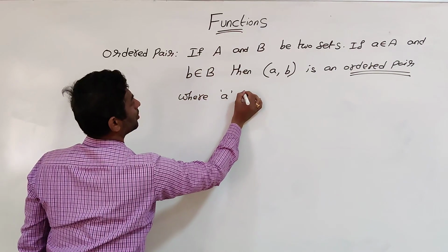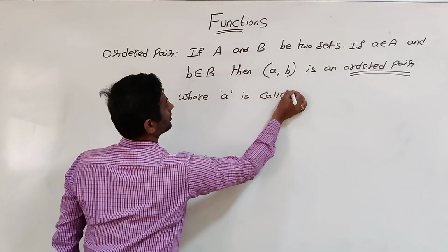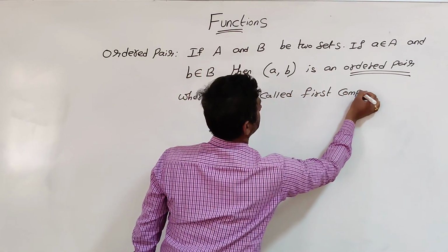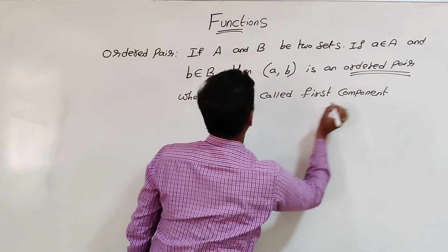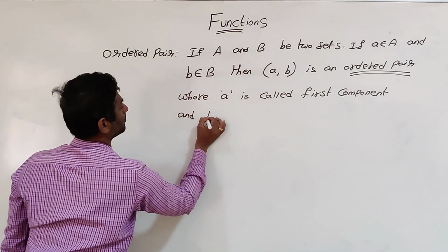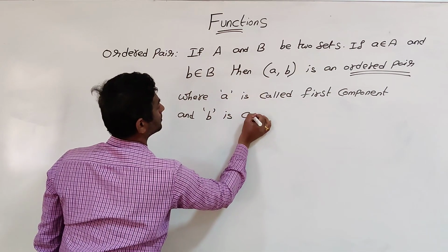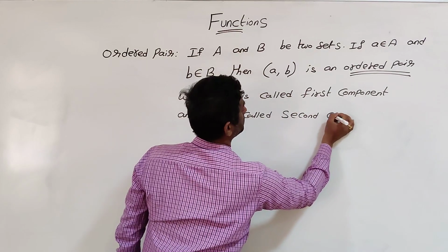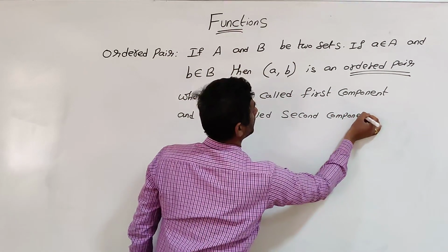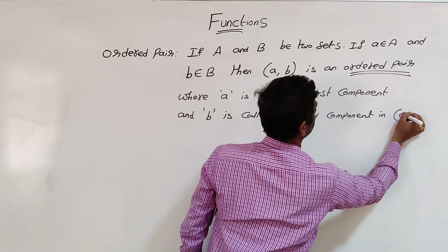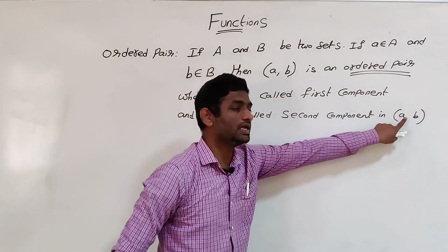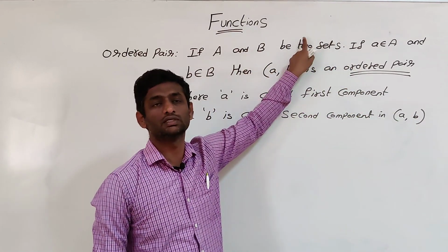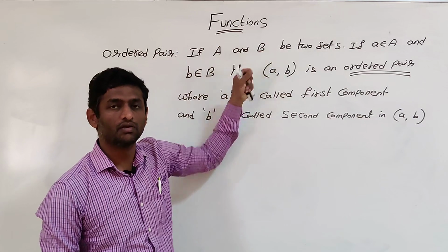Where a is called the first component and b is called the second component in the ordered pair (a, b). Here a is an element from the set A and b is from set B.